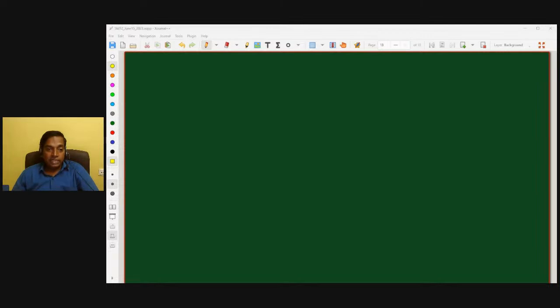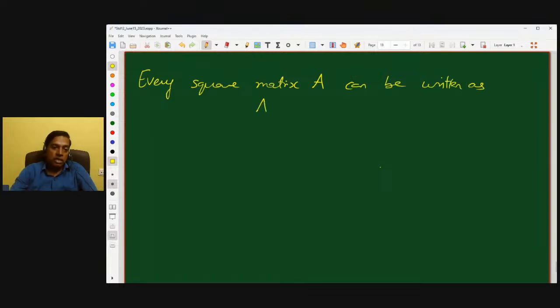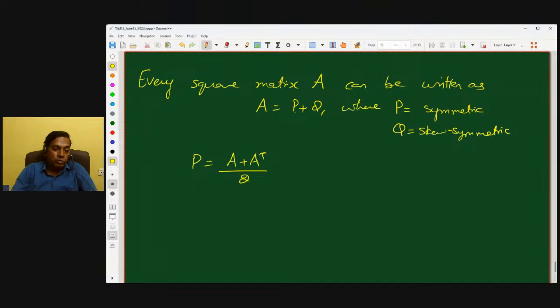Now the next idea that's there in the theory, but I've not given any question based on that, is that if A is a square matrix, every square matrix A can be written as A is equal to P plus Q, where P is symmetric and Q is skew symmetric. And this is important. And it's easy to find P and Q. P is simply A plus A transpose by 2, and Q is A minus A transpose by 2.